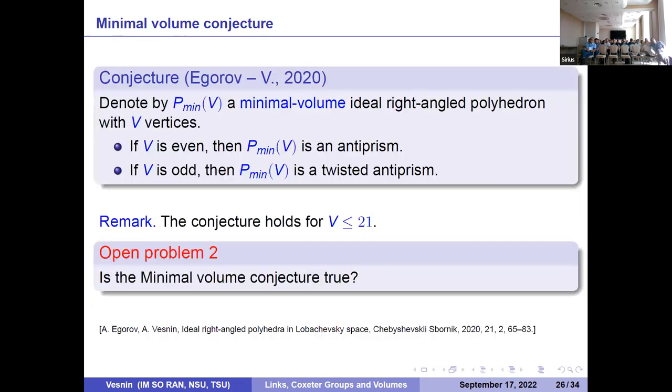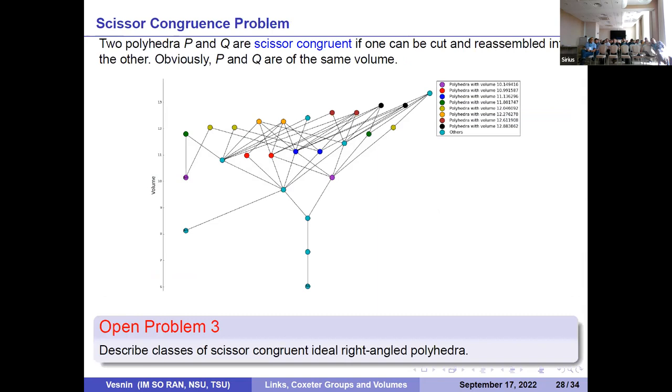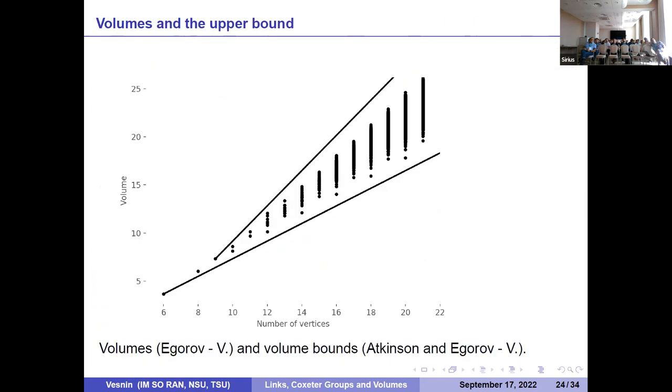And why are these examples important? Because of this picture. You see points correspond to values of volumes, and in each column there is a minimal volume, and it's always the antiprism or the twisted antiprism. So for this family, check it.